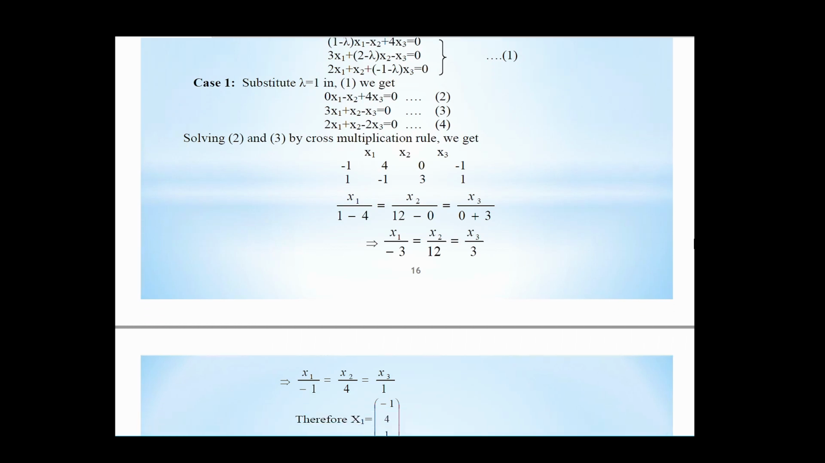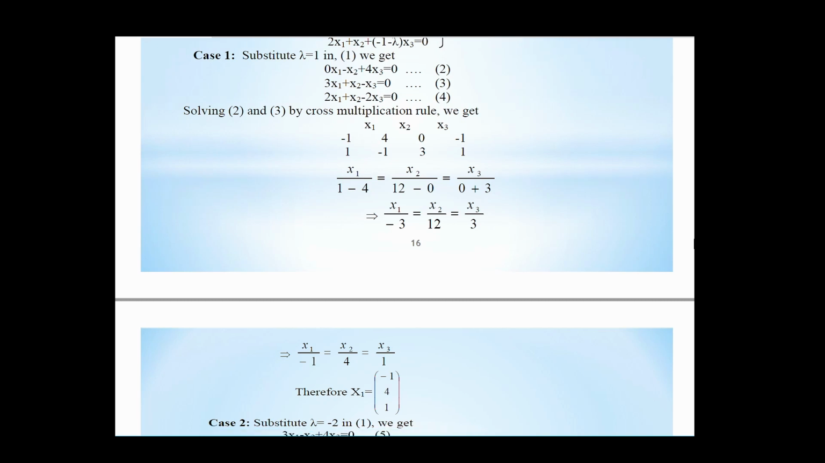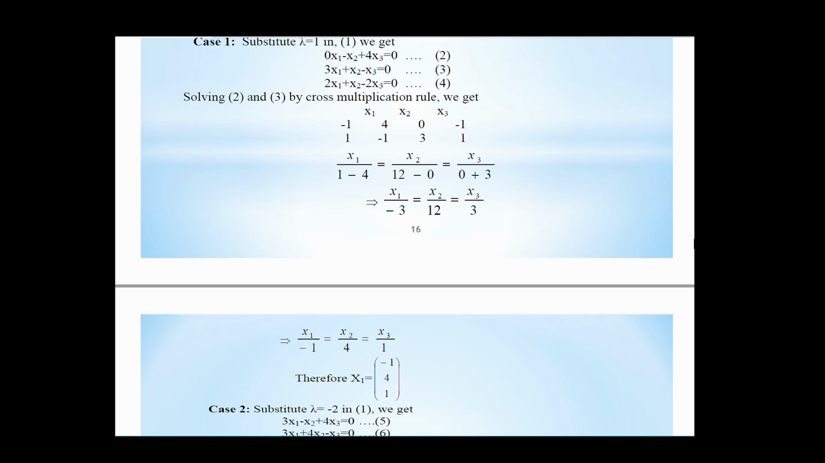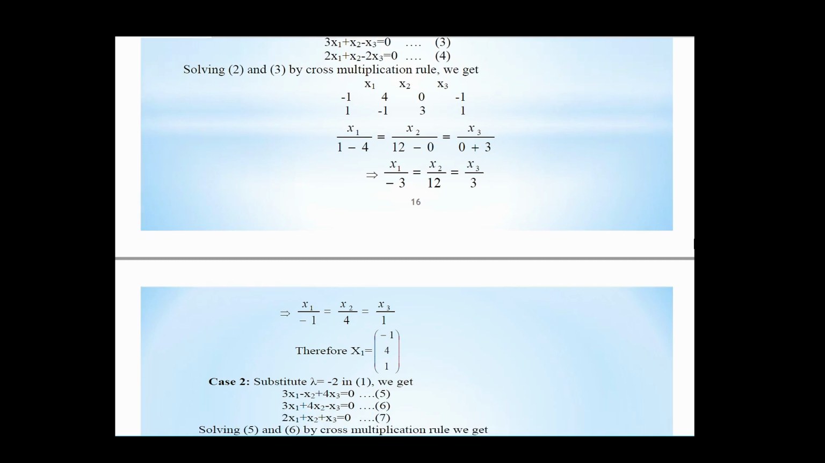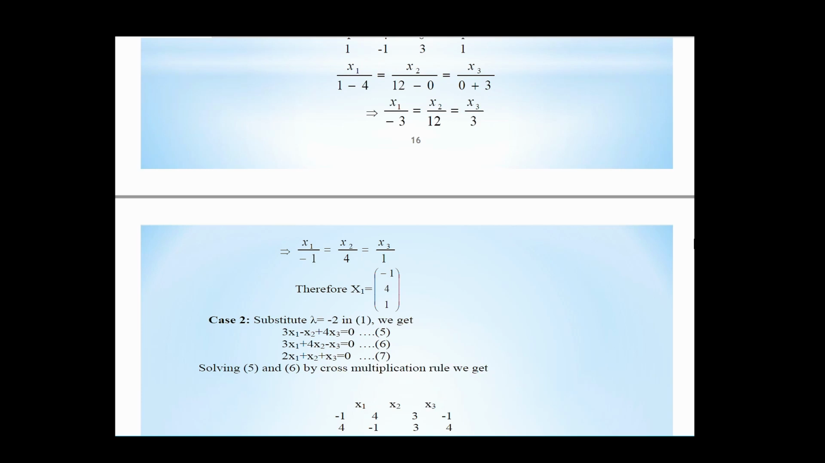For lambda equal to 1, the above system of equations reduces to 0x1 minus x2 plus 4x3 equal to 0, 3x1 plus x2 minus x3 equal to 0, 2x1 plus x2 minus 2x3 equal to 0. Now we solve these equations by the cross multiplication rule. We write x1, x2, x3 over the coefficients: minus 1, 4, 0, minus 1, 1, minus 1, 3, 1. So x1 divided by (1 minus 4) equals x2 divided by (12 minus 0) equals x3 divided by (0 plus 3). So we get x1 divided by minus 3, x2 divided by 12, and x3 divided by 3.